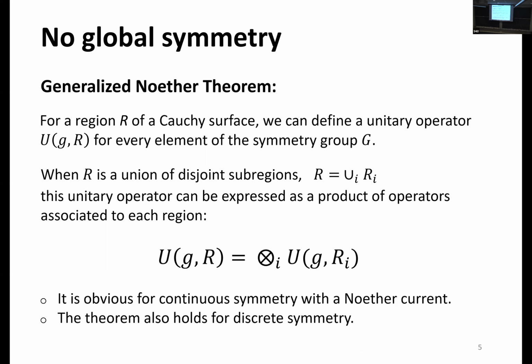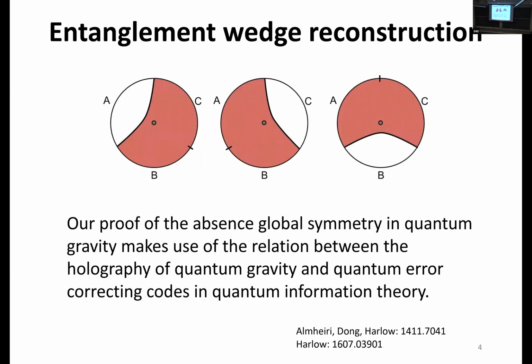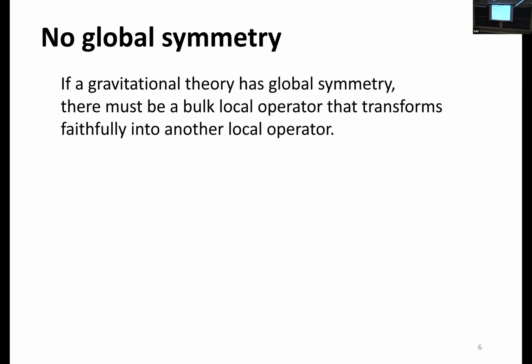And with these, I made two preparations. One is entanglement wedge reconstruction, and the other is the generalized Noether theorem. So if you know about these two, then it's sufficient to prove the following theorem: that quantum gravity in AdS has no global symmetry. Because supposing that the gravitational theory in AdS has a global symmetry, not a gauge symmetry, but a global symmetry, that means that there must be a local operator in the bulk that transforms faithfully into another local operator. This is sort of the definition of global symmetry.